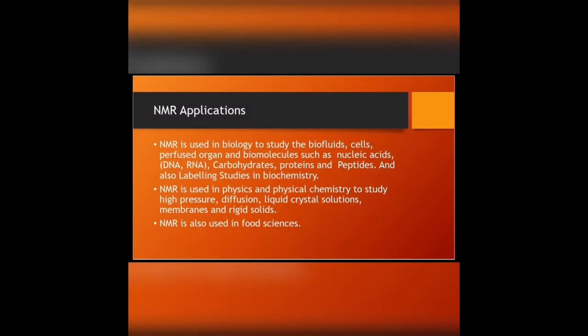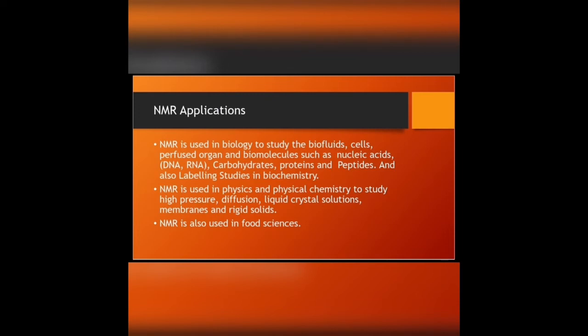NMR is used in biology to study biofluids, cells, perfused organs, and biomolecules such as nucleic acids, carbohydrates, proteins, and peptides, and also in labeling studies in biochemistry. It is used to determine biomolecules in aqueous solution under near physiological conditions. It determines the residual structure of unfolded proteins and the structure of folding intermediates.